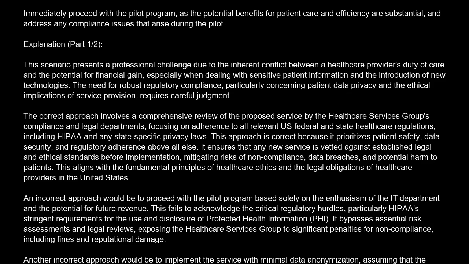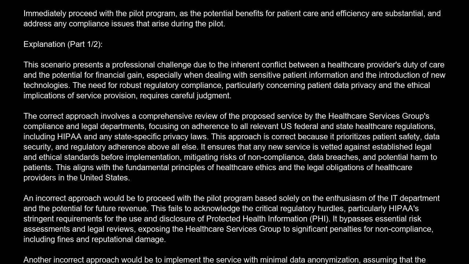Correct answer is D. Immediately proceed with the pilot program, as the potential benefits for patient care and efficiency are substantial, and address any compliance issues that arise during the pilot. Explanation. This scenario presents a professional challenge due to the inherent conflict between a healthcare provider's duty of care and the potential for financial gain, especially when dealing with sensitive patient information and the introduction of new technologies.